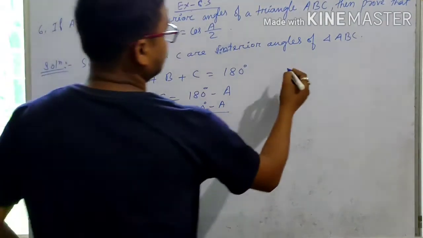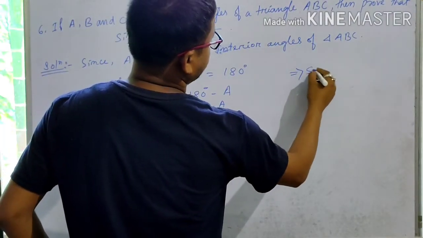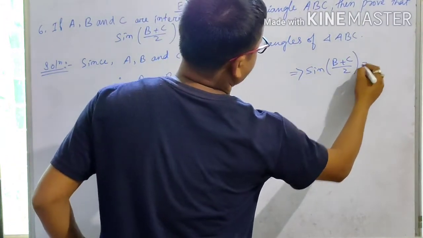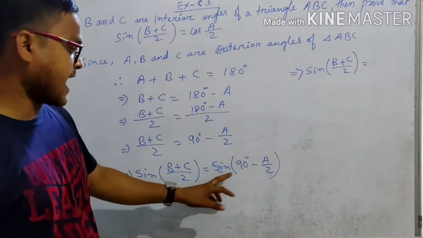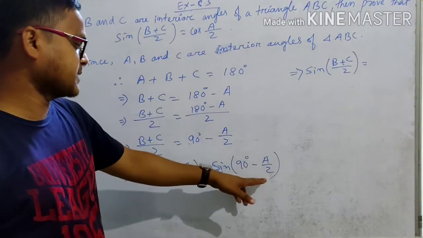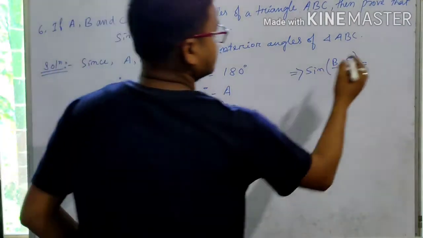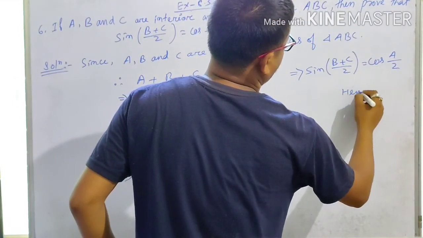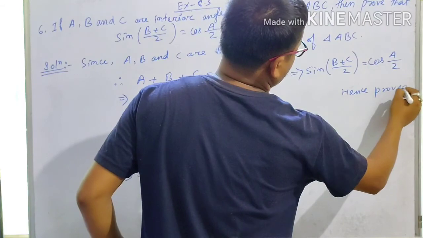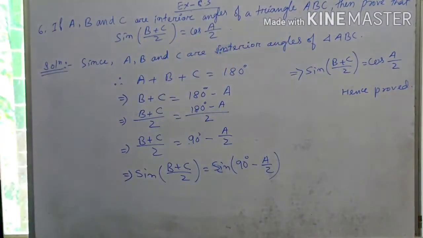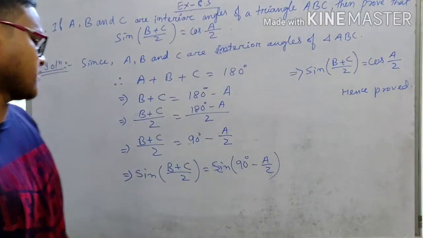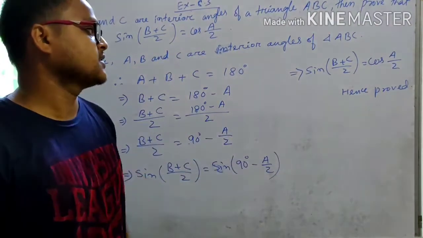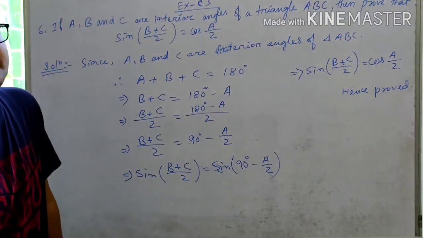So finally you get sine of (B plus C) divided by 2 is equal to, we know, sine of (90 minus A) is equal to cos A, so you can write here cos A by 2. So this is the proof, hence proved. Clear? Here it is given ABC are interior angles of a triangle, so A plus B plus C is equal to 180. Finally we get sin of (B plus C) by 2 is equal to cos A by 2.